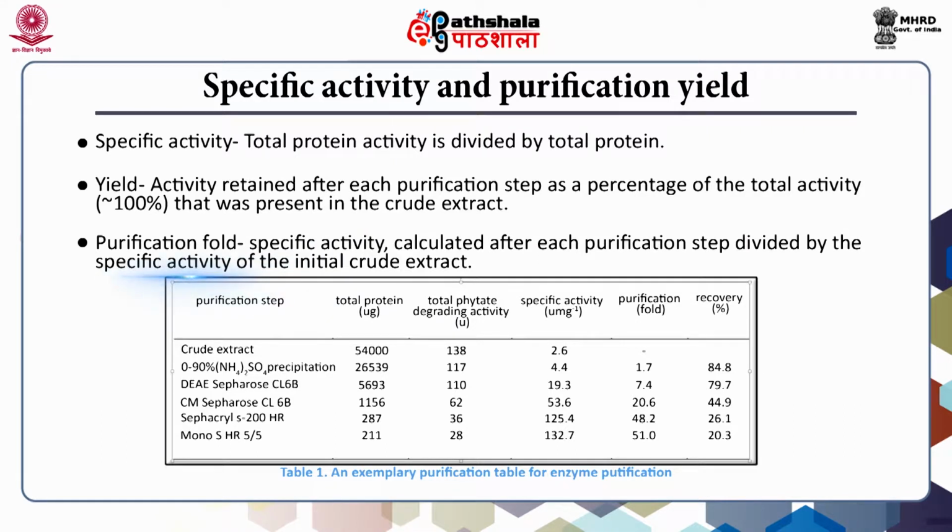It is an index of how much the specific activity of the target protein has increased in comparison to the initial specific activity when the target protein was present in the crude extract. It is obtained by dividing the specific activity by the specific activity of the initial crude extract. It has no unit. Higher the purification fold, greater is the extent of protein purification that has been achieved. An efficient and good purification scheme should take into consideration both the purification fold as well as the yield.